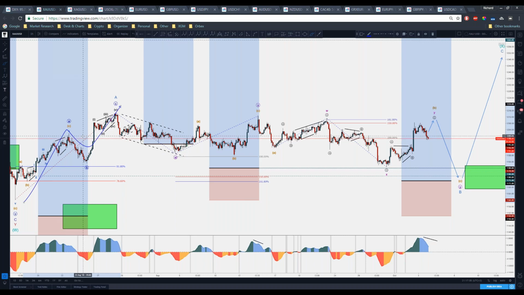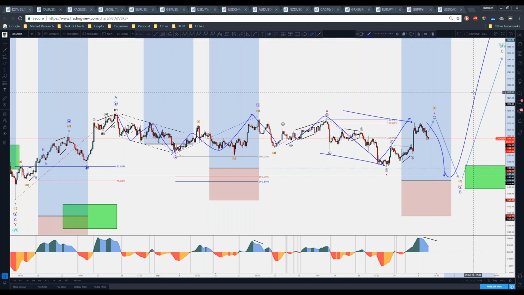Then I'm labeling this as a complex double three, in which I'm labeling W, X, A, and then the magic behind it, W, X, Y, right? Making this structure like this, and then possibly this starting occurring for the last time, and then the surprise, right? Because this structure could actually be ending.